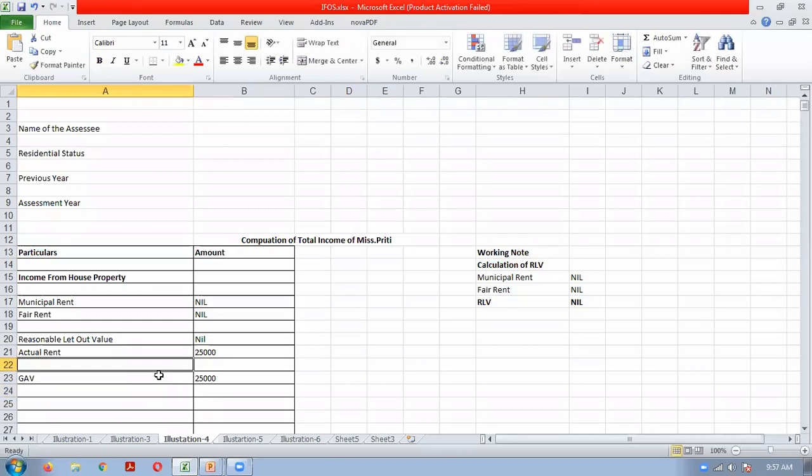Everybody tell, after GAV what step will be there. You have revised income from house property. This is the GAV we have calculated. Municipal rent, fair rent, a reasonable let out value we will get. Reasonable let out value and actual rent, whichever is higher, will be the GAV. After that, what will be the step? You can put your answer in the message box. After calculating GAV, what will be the next step?